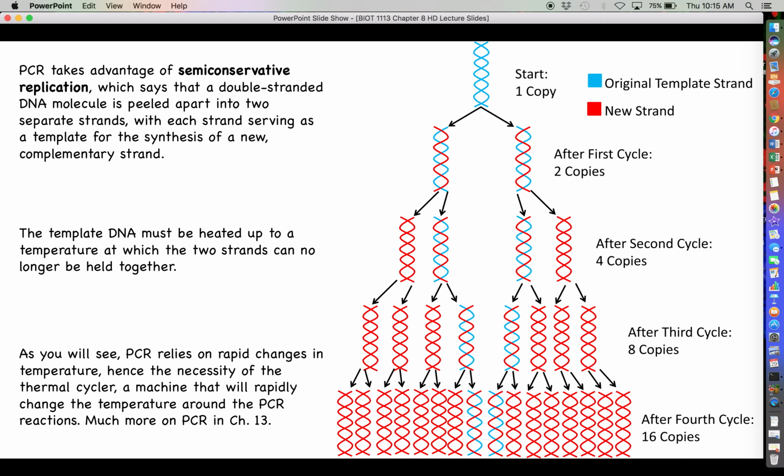So PCR is something that we'll talk about a lot more in Chapter 13, so really we're just covering the very basics here.